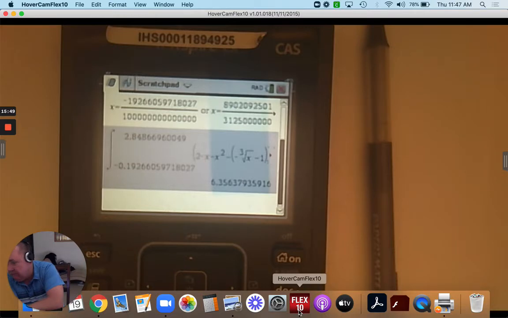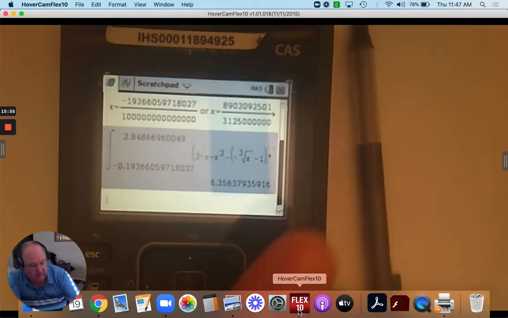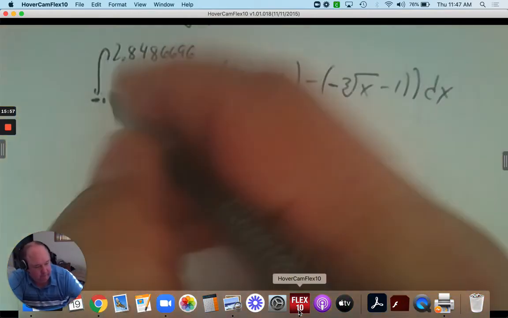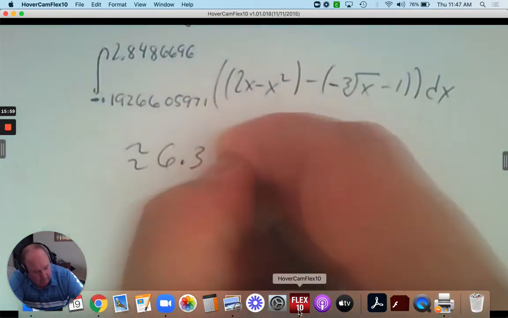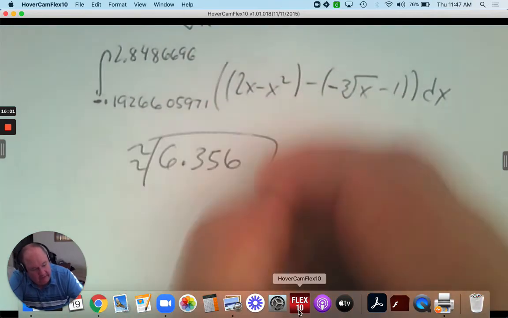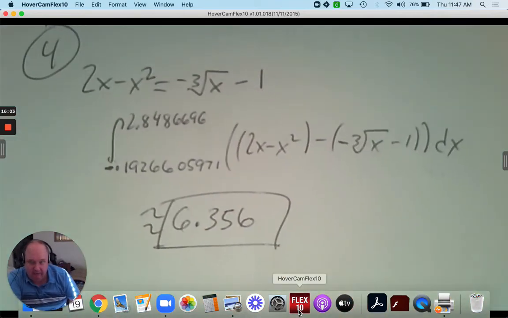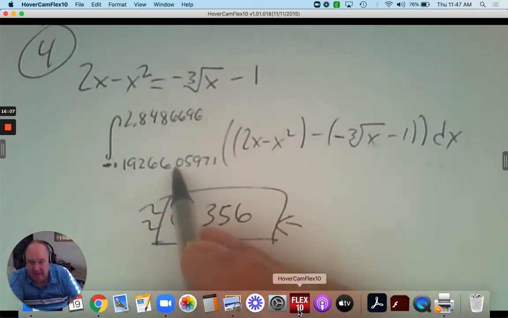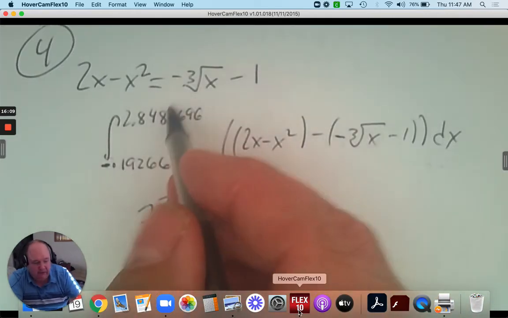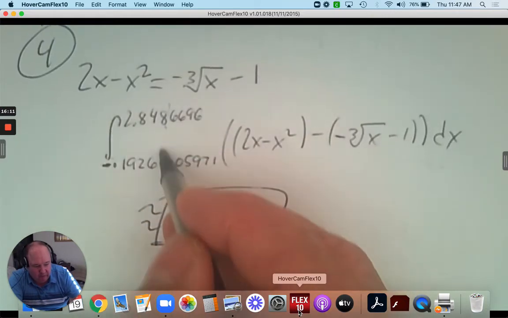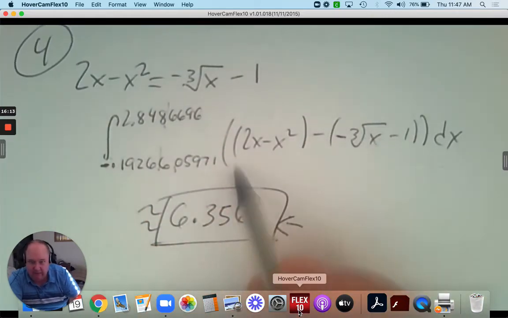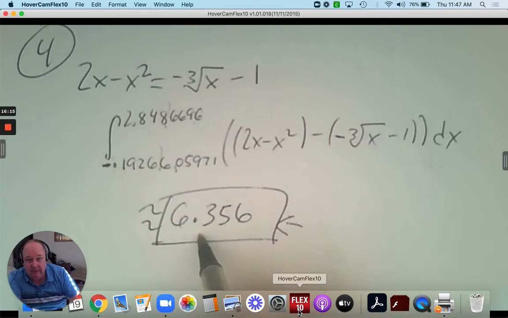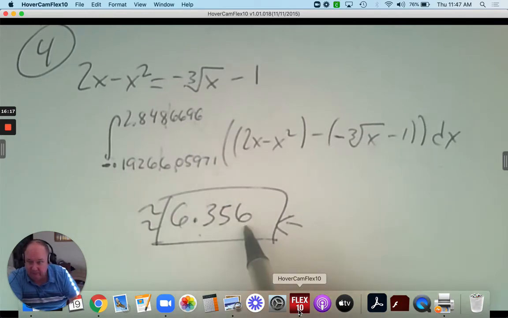So for number 4, now you round to 3 decimals. So the area is 6.356. So now, at the very end of the problem, you can round to 3 decimals. Otherwise, we need to copy paste. Honestly, on the AP exam, you can write it to 3 decimals on paper, but you should still copy paste, because if you didn't copy paste, you'd be off by a number or 2 here.